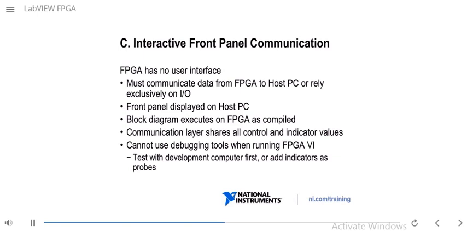Another thing you can do, if you want to debug the FPGA VI when it's already running on the FPGA, is add extra indicators on your front panel. Those indicators will give you values, and you can use those values to debug what's happening on the FPGA.